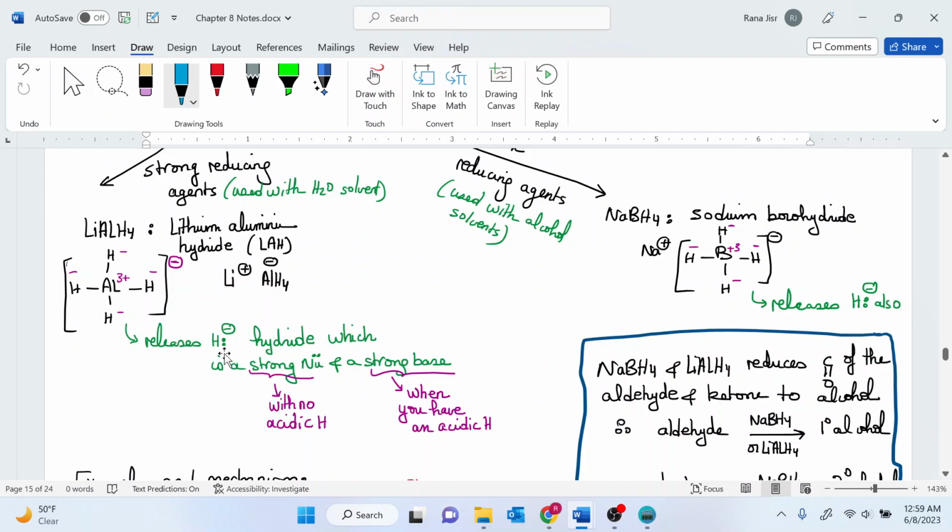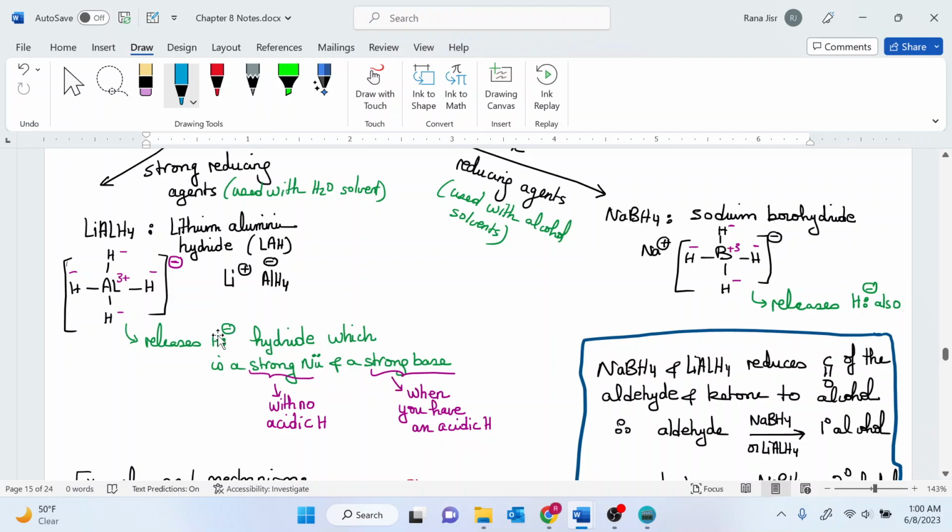So it's considered to be a strong reducing agent, especially because the hydrides are coupled with aluminum, and aluminum is a strong metal. So these hydrides are strong nucleophiles and they are strong bases. They are strong nucleophiles in case there is no acidic hydrogen in the solution. However, if there is an acidic hydrogen, then they're going to behave as a base and they're going to take the acidic hydrogen every single time. So pay attention to that.